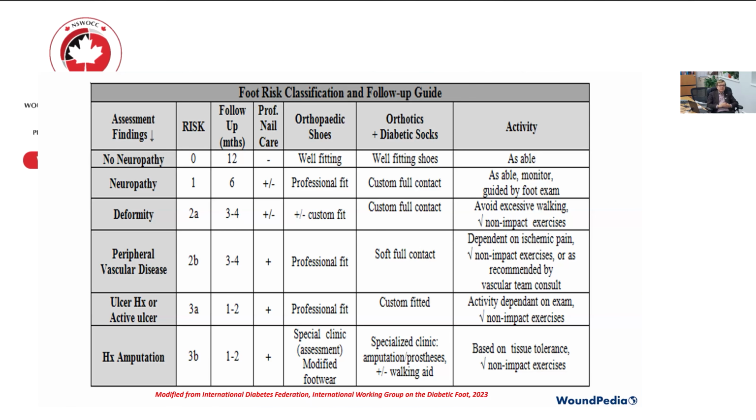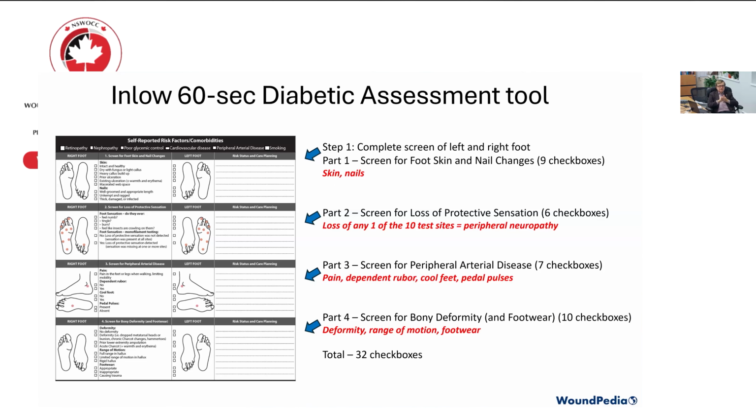Next slide. And this is the INLO assessment. This is more of an assessment than a screening tool. In step 1, you have to do a complete screen of both feet, the skin and nails, so there's 9 check boxes on each foot. Part 2, you have to screen for loss of protective sensation, 6 text box. Part 3, you screen for peripheral arterial disease, 7 check boxes. And part 4, screen for bony deformity and footwear, 10 more. So there are 32 check boxes, and then a score you have to add up.